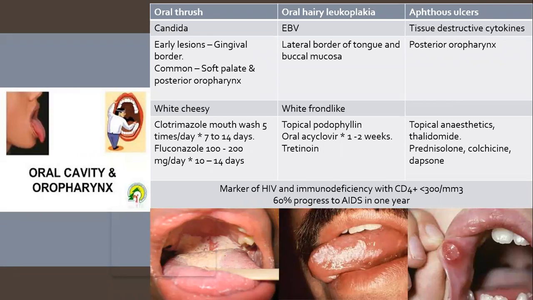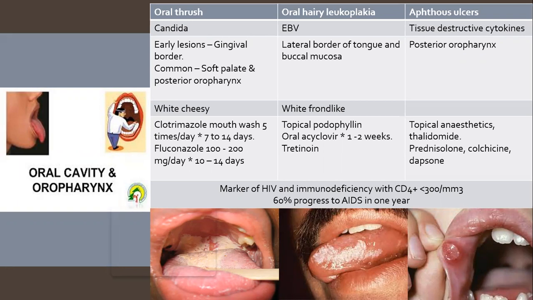The treatment is different. Oral thrush is treated with clotrimazole. It is not cotrimoxazole. It is clotrimazole mouthwash 5 times a day for 2 weeks. And one of the antifungal drugs is fluconazole, 100 to 200 milligram per day for 10 to 14 days. Oral hairy leukoplakia is an EBV infection. You know very well, EBV is nothing but human herpes virus 4. There are 8 herpes viruses. Herpes virus is a family of DNA virus. Any herpes virus infection, the treatment of choice is acyclovir or its family. Right? So oral acyclovir for 1 to 2 weeks, or we have a drug called topical podophyllin retinoid.